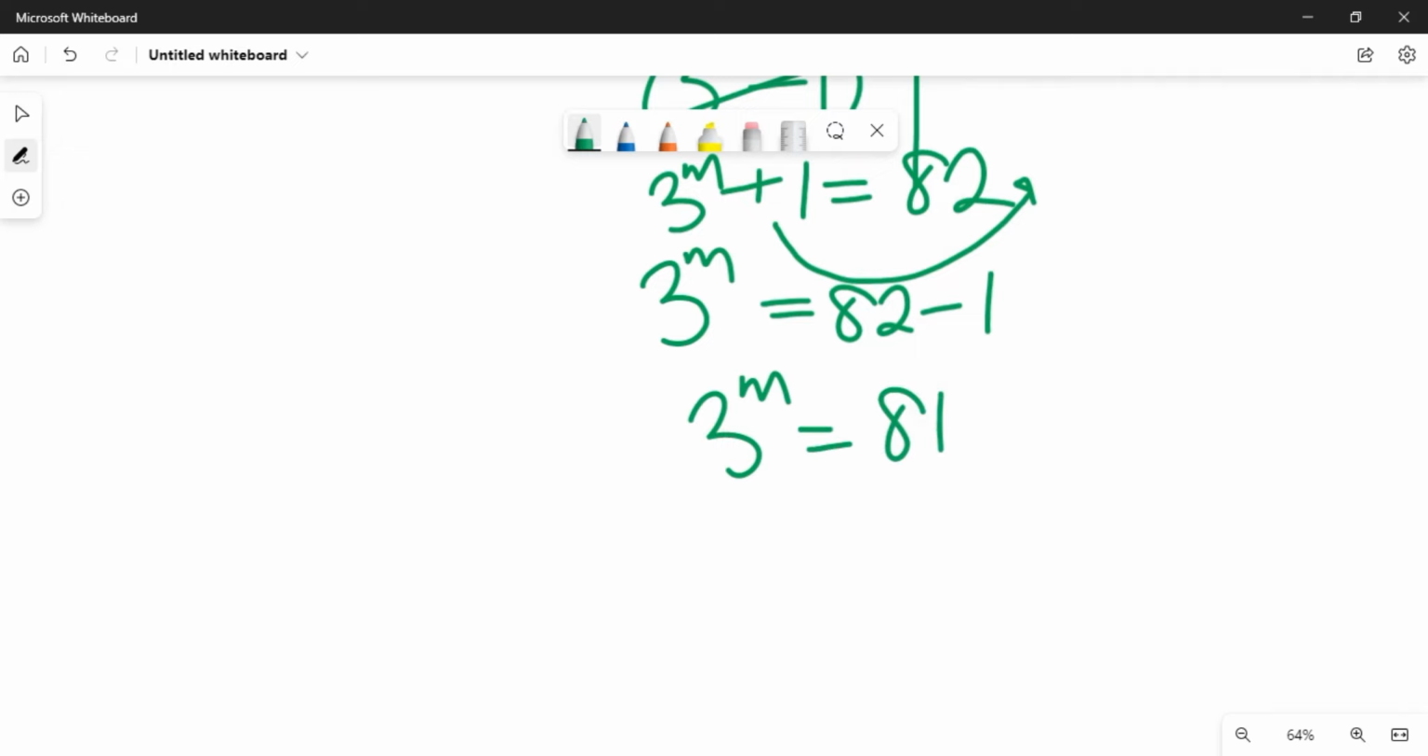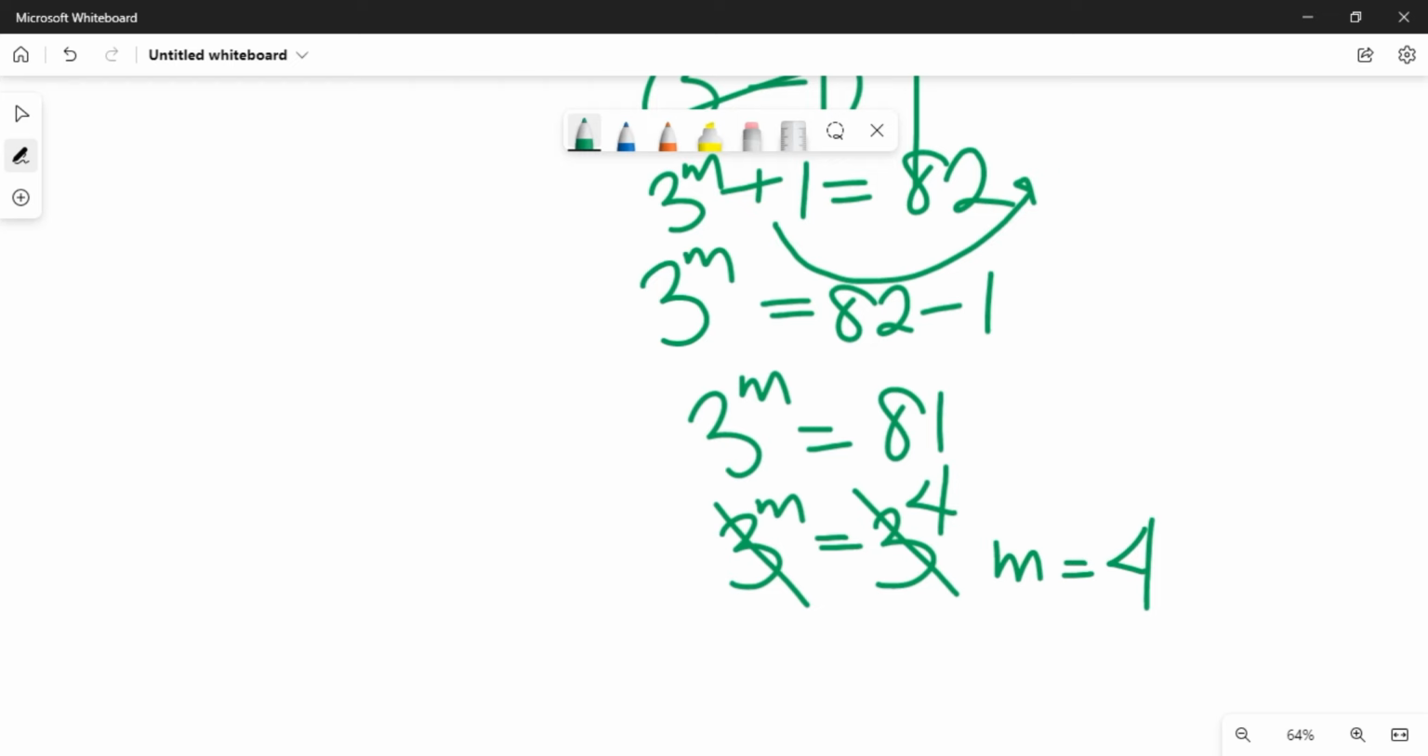Now we look for a value which if we raise to a power, we are going to get 81, and that value will be equal to 3. So we'll have 3 raised to power m equal to 3 raised to power 4. Common base will clear base, and then our m will be equal to 4.